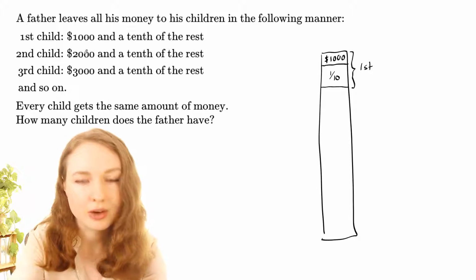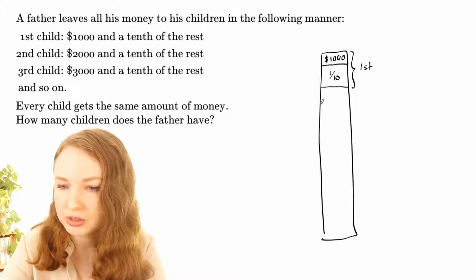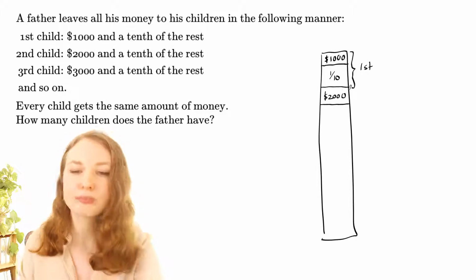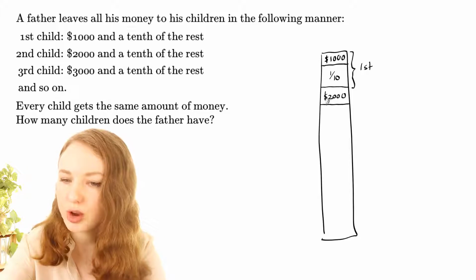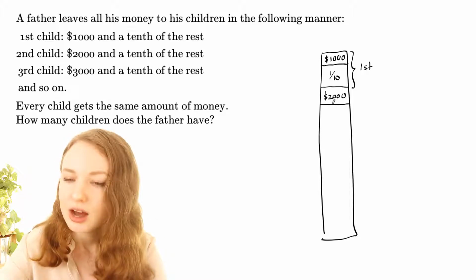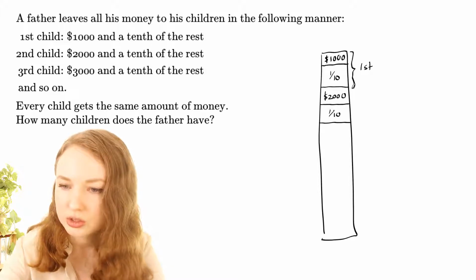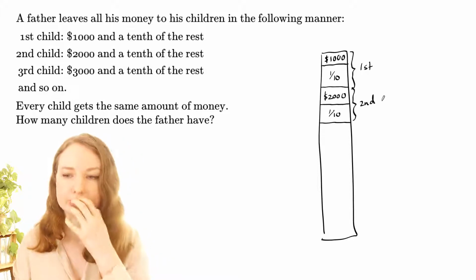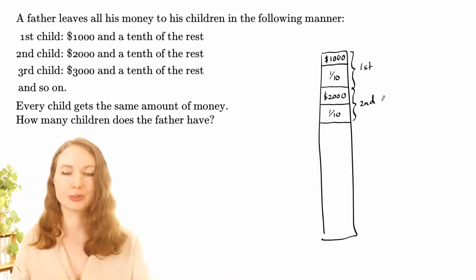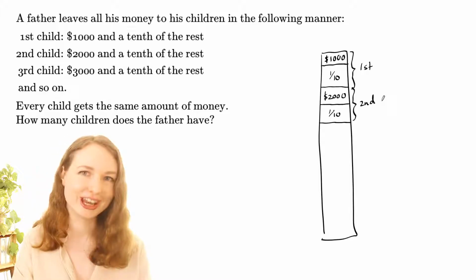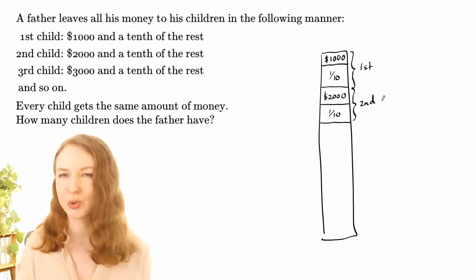Now, the second child takes off $2,000. So I'll draw that in. And then a tenth of the rest. So however much money is left at this point, the second child also takes a tenth of that. So let's draw that in as well. Okay, so all of that is what the second child gets. So I'll show you the non-algebra solution first, and I really think that this was much harder to come up with than the algebra solution.